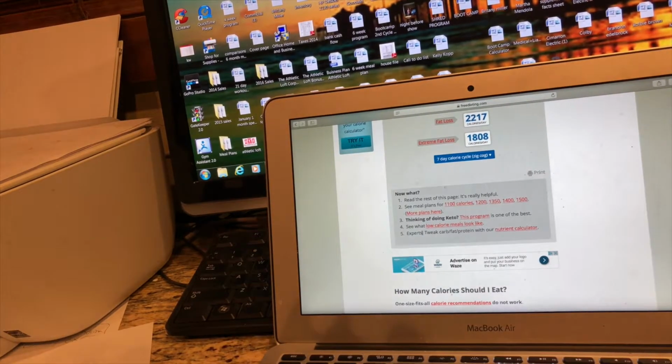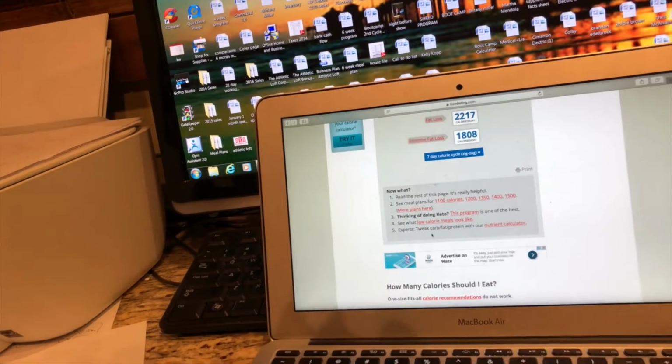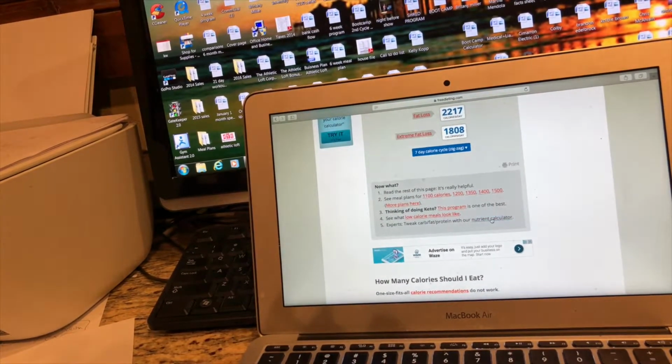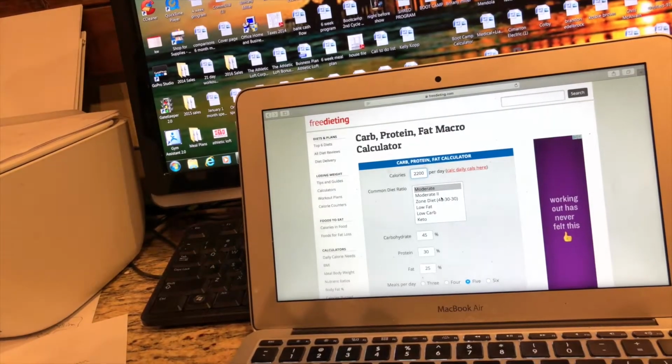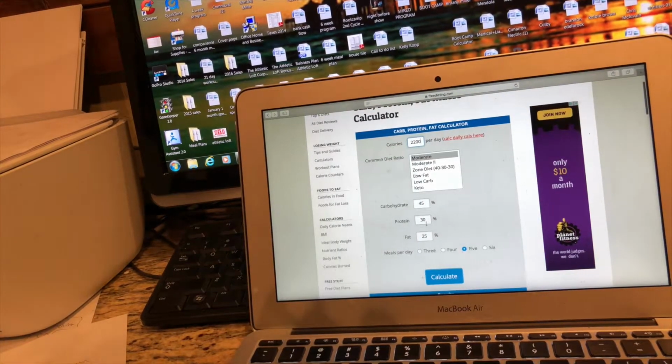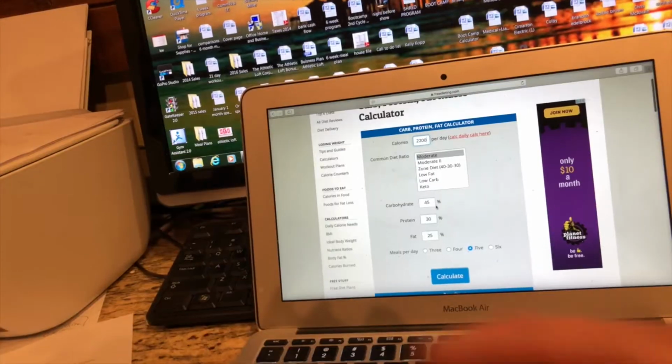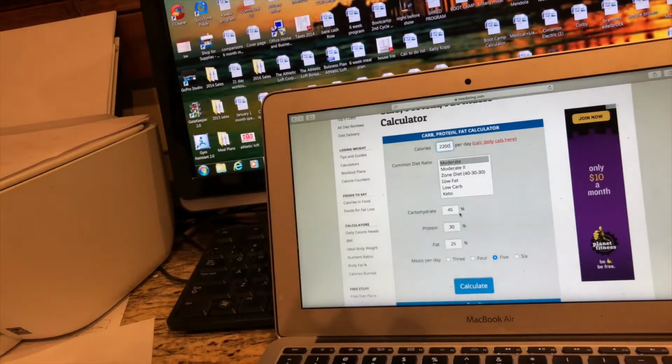Number 5, it says experts tweak the carb, fat, and protein with our nutrient calculator. This is going to calculate your macros for you. So I told you I'm going to give him 2,200 calories. And then right here, it always puts a 45, 30, 25 split ratio. I'm not really the biggest fan of that.